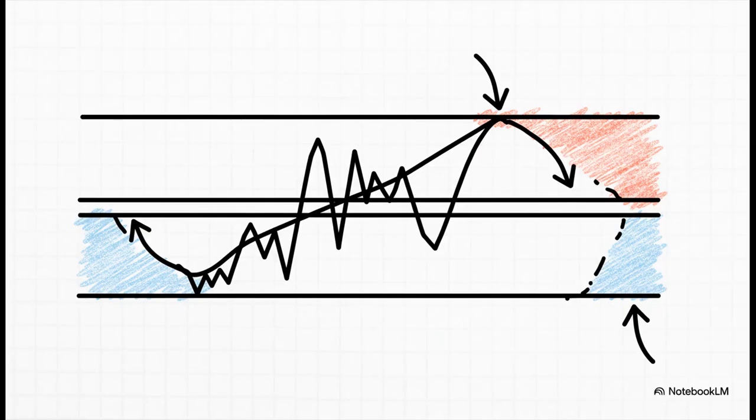Okay, so the most common way to read this is all about mean reversion. It's a simple idea. When the price shoots up and touches that upper band, the thinking is that the asset is probably overbought. It's gotten too expensive, too fast, and it's due for a pullback, a return to the average. And the opposite is true for the lower band. Price hits that, and it might just be oversold.